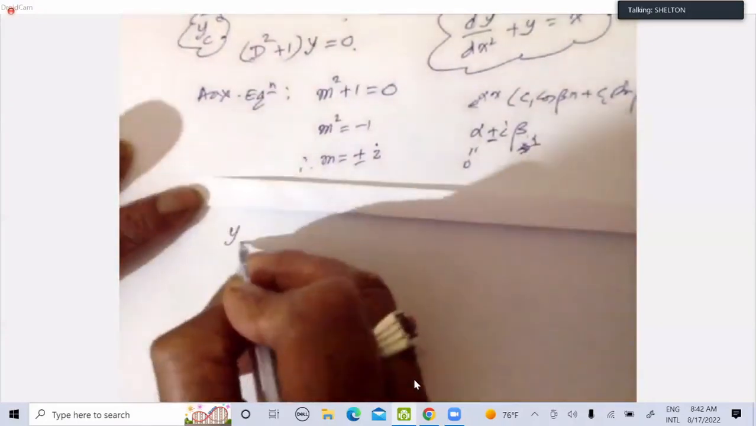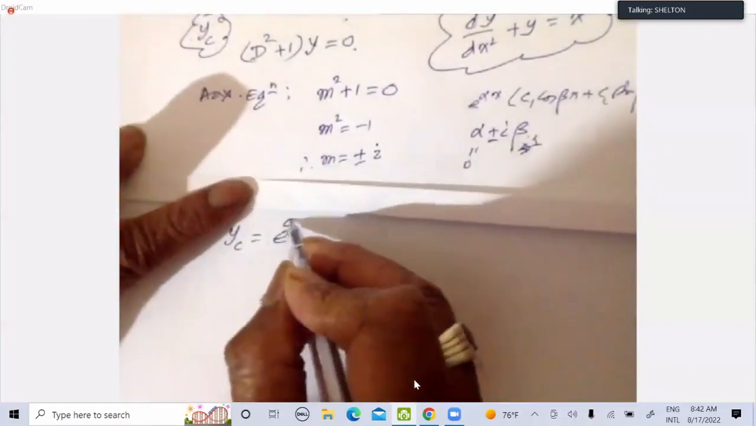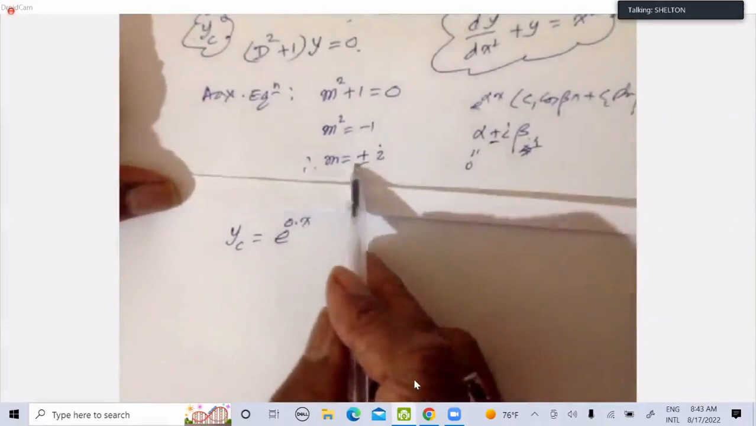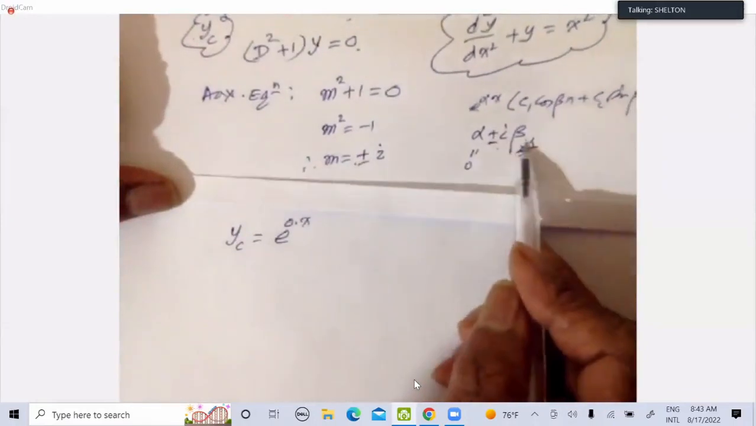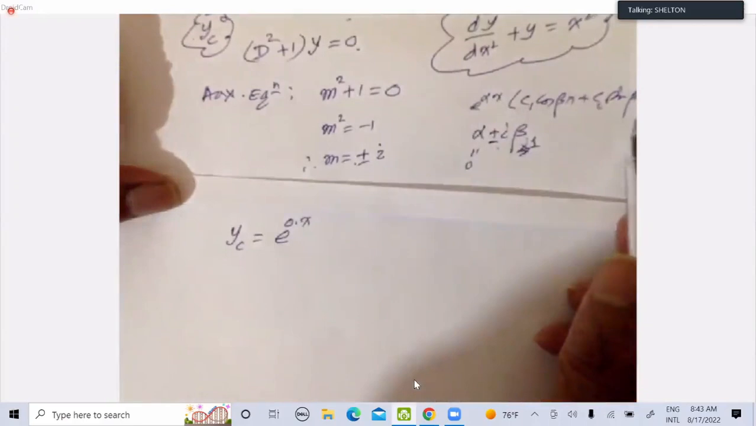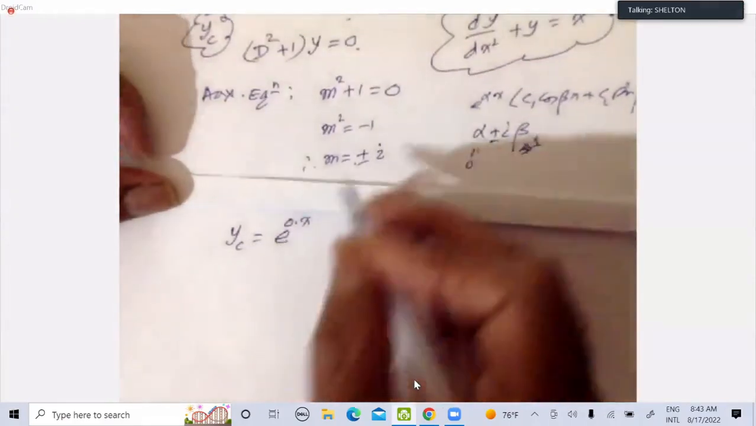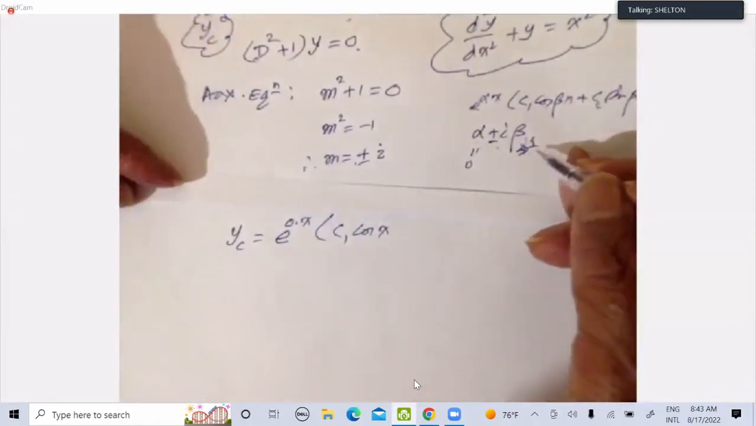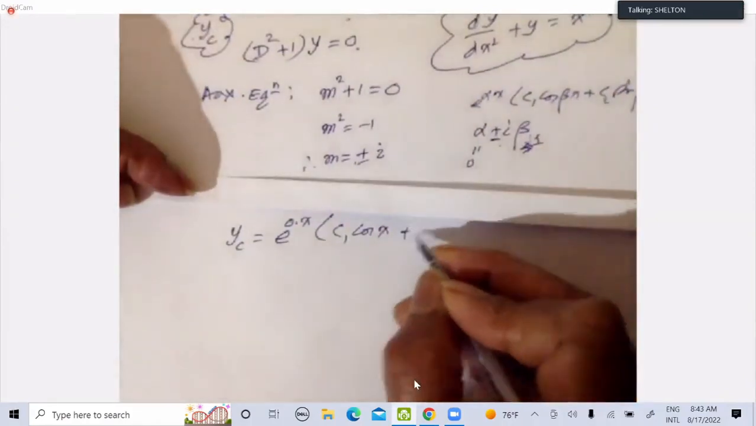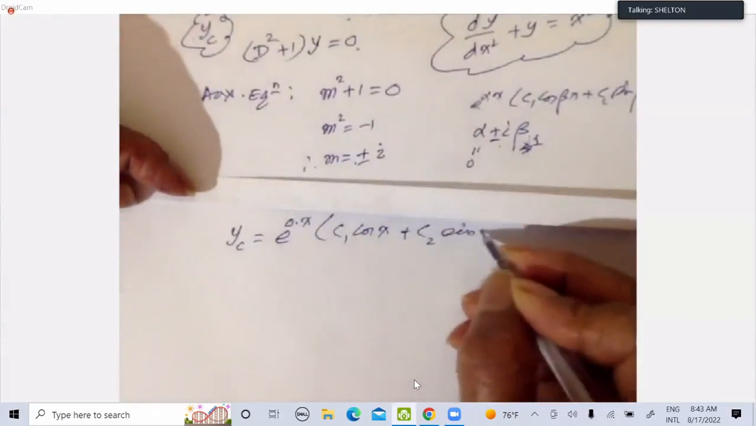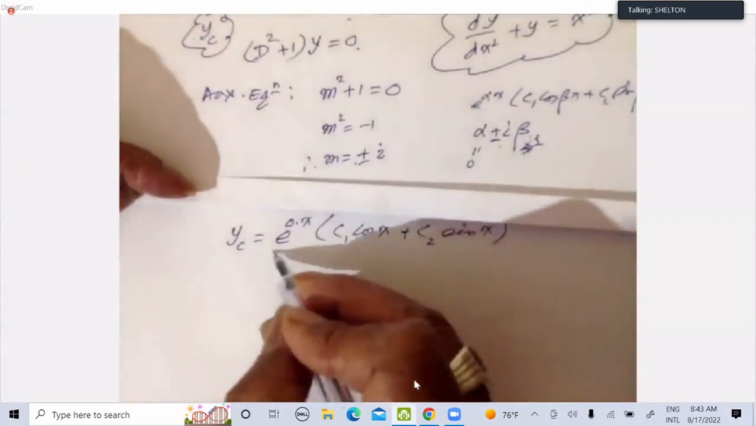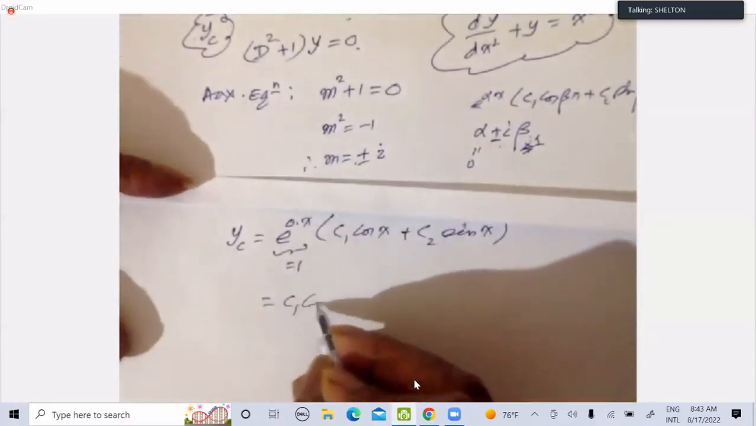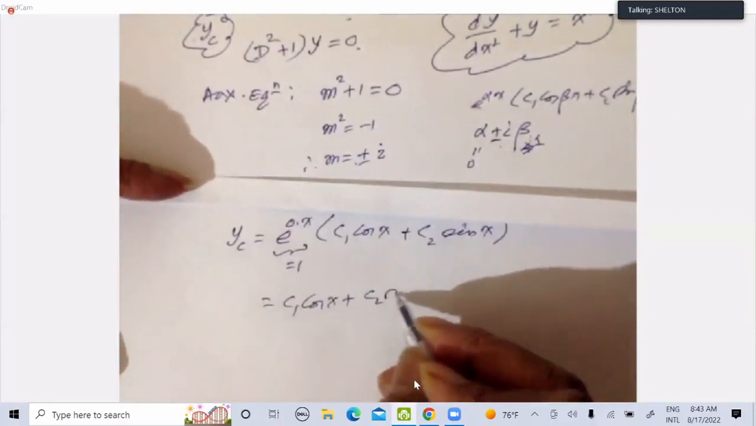So Y_C is equal to e to the 0x, meaning 1. e to the alpha is 0. Compare with this. If these are the roots of the auxiliary equation, this is the general solution of the homogeneous equation. Y_C is e to the 0x, C1 cos beta x, with alpha 0 and beta 1, plus C2 sin beta x, meaning sin x. So this is equal to 1. So let us not waste time: C1 cos x plus C2 sin x.